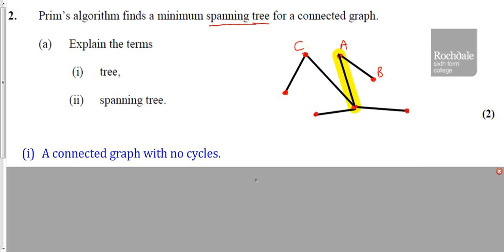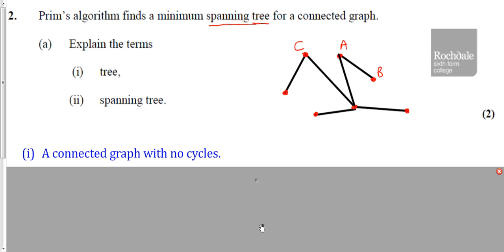Does it have any cycles? At the moment, no. This graph has no cycles. If I add one more edge, for example, there, this is now a cycle or a circuit. Cycle and circuit mean the same thing. This is what we're looking for. That is an example of a circuit or cycle. So if I take off that last edge, it goes back to having no cycles whatsoever. So this is an example of a tree, a connected graph with no cycles.